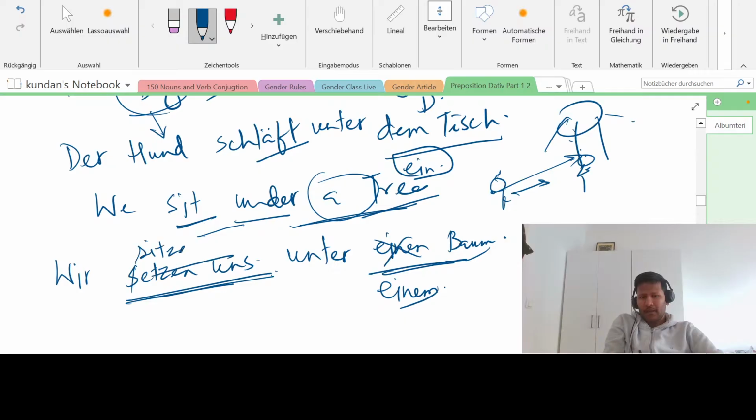And this will become sitzen, not setzen. Setzen means there's a movement. He is going from here and then sitting. This is setzen. But when you are sitting somewhere already, then this is sitzen. This is the difference between these two. Setzen means there's a movement, sitzen means you're at the same place. I hope this is very clear to every one of you. Let me see if someone has pinged something.